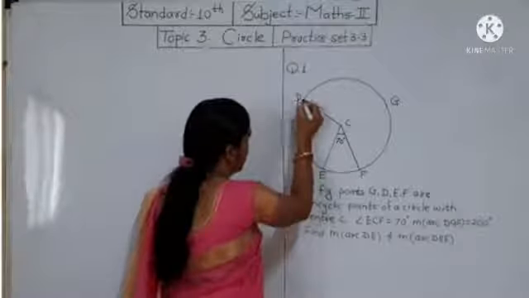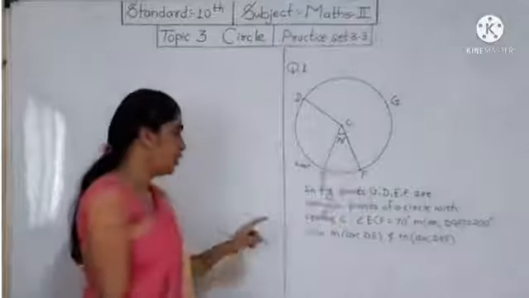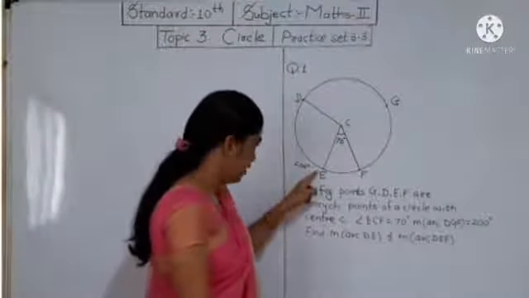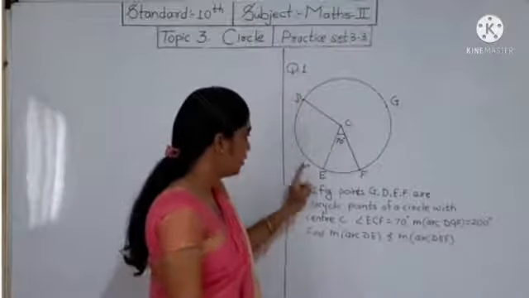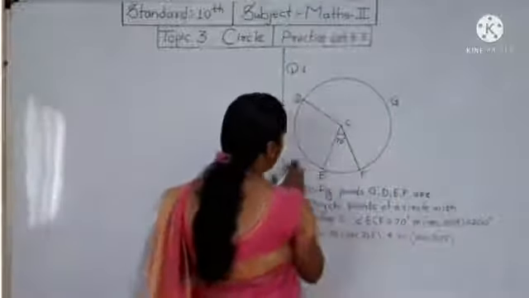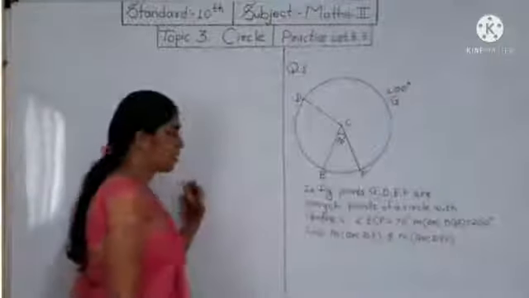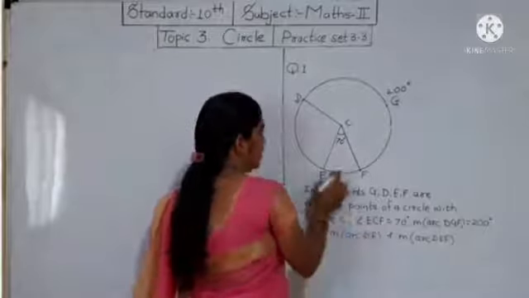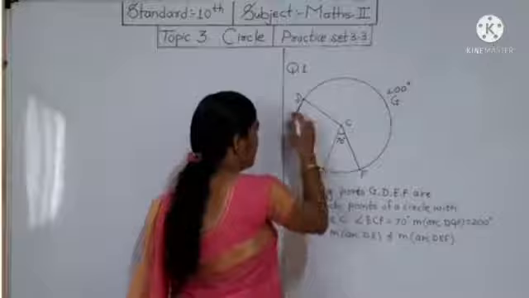Arc DEF is 200. We have to find arc DE. Measure of arc DEF, here we have given DGF, sorry, this arc is given as 200 degrees. Okay. So first we try to find arc DE. See, this is the arc DE.